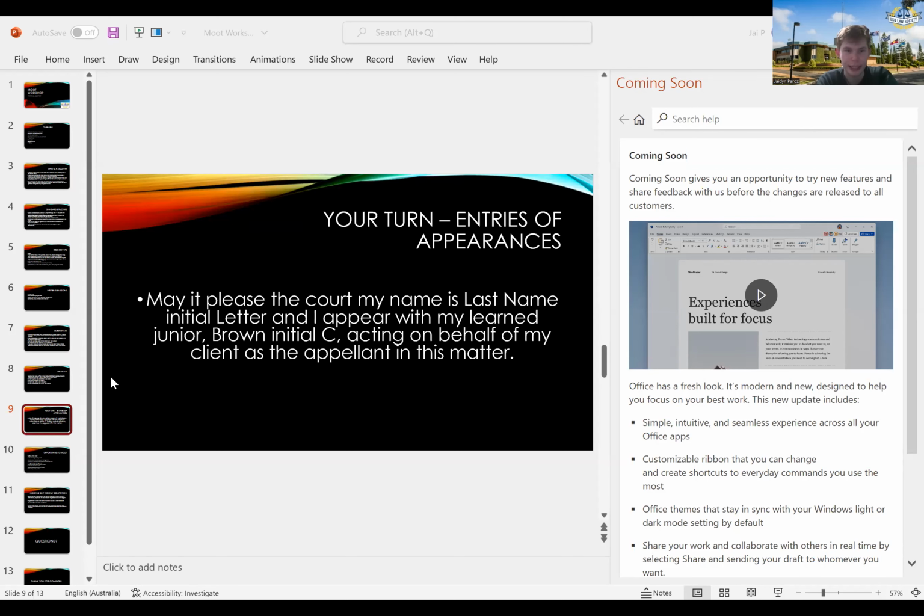So essentially it's, "May it please the court, my name is" last name, initial letter. So if your last name's Smith, initial T, or if your name's Terry Smith, it's Smith, initial T. And I appear with my learned junior, which you won't have to worry about because you don't have a partner for this one. I should have mentioned before, we're just doing this as individuals. You don't have to worry about the whole team dynamics because that adds a whole complexity to the situation. So, Brown, initial C, acting on behalf of the client as the appellant in this matter.